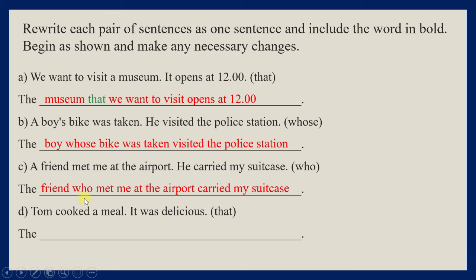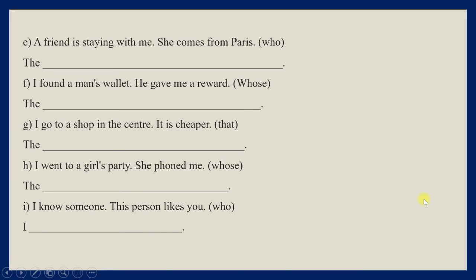D. Tom cooked a meal. It was delicious. That. The meal that Tom cooked was delicious. Again, I made this green because you can leave it out. It means the sentence could be read like this. The meal Tom cooked was delicious. And this is still correct.